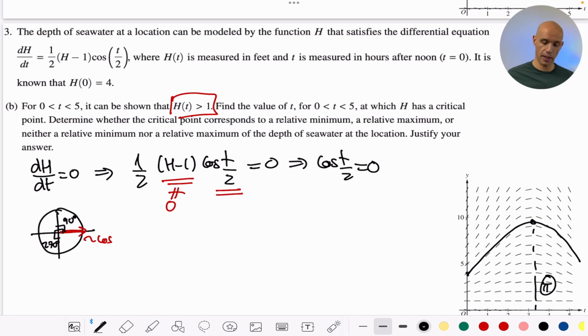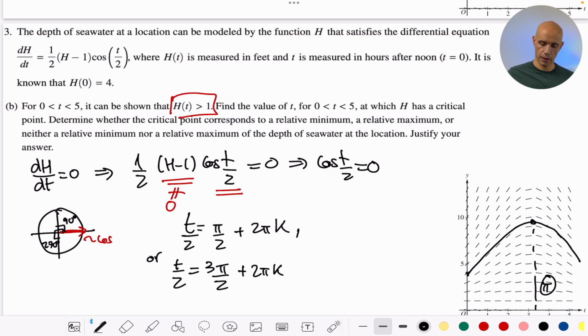Now, we are at this level, AP, college, we are not using degrees, we use radians. So basically you have t divided by 2 should be pi halves, or t divided by 2 should be 3 pi divided by 2. If you are really interested in solving these equations properly, we should add a number of terms, because you can go back as many terms as you want, or even backwards, right? So plus any number of terms where k is an integer.